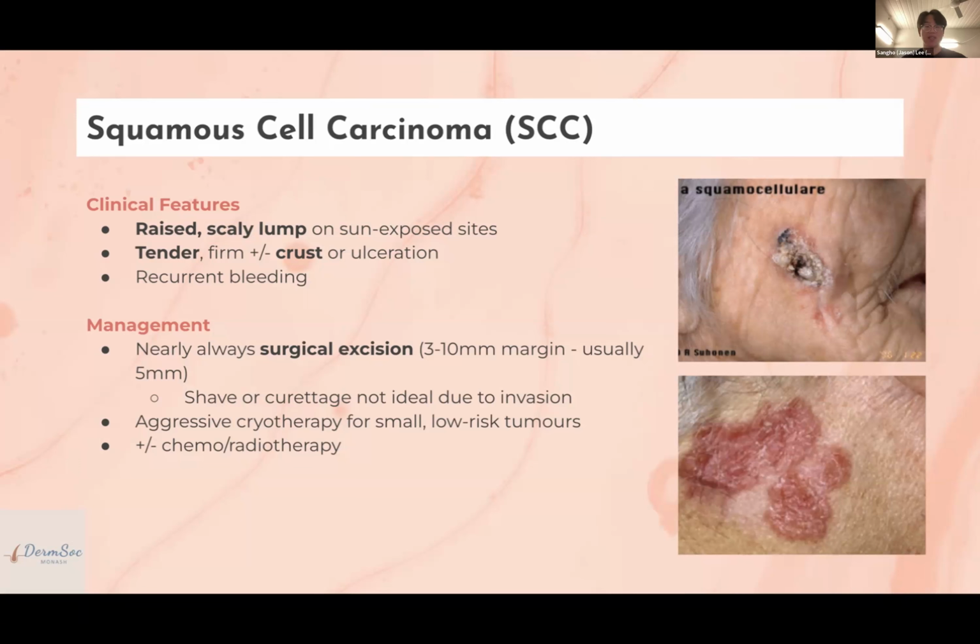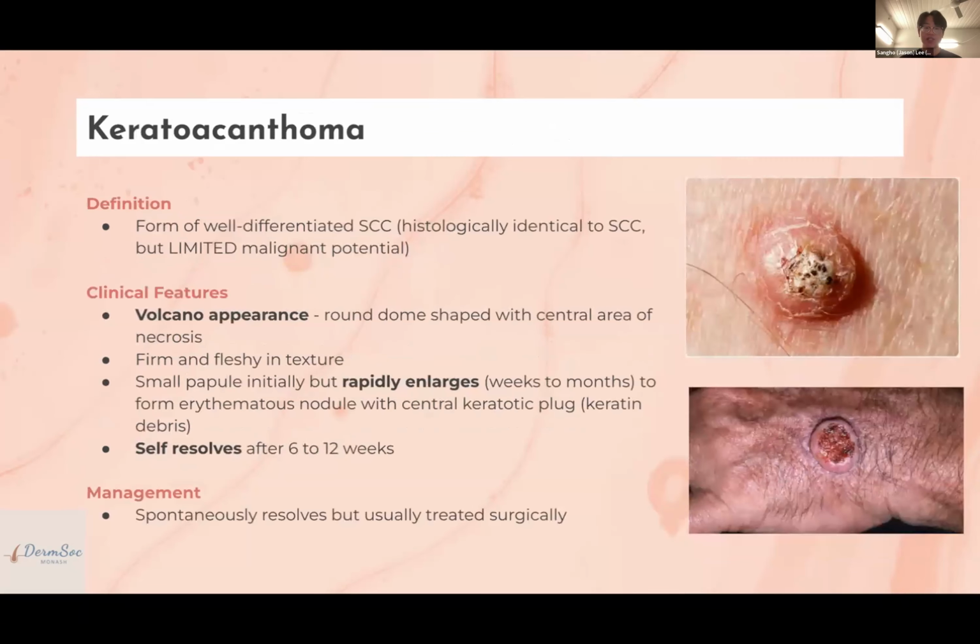Just quickly touching on keratoacanthomas. So these are considered to be forms of well-differentiated SCCs, and what they present as is they start off as a small papule initially, but then they become rapidly enlarged, and they have this volcano appearance with a keratin plug in the middle. These then sort of self-resolve after 6 to 12 weeks, but when we find them, we'd like to get rid of them surgically.